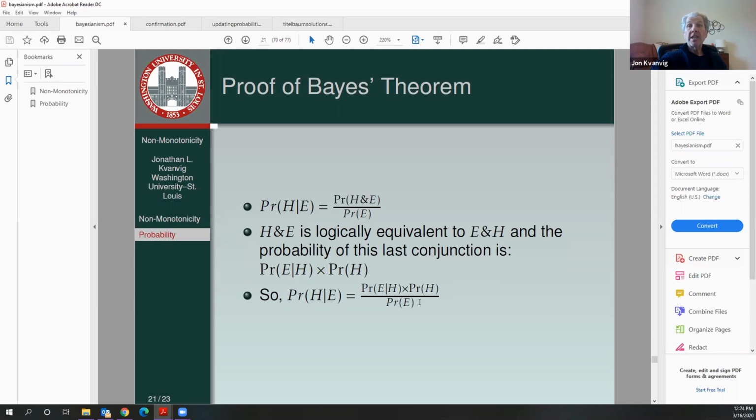If you want the expanded denominator, you then apply the logical equivalence principle to get that the probability of E will be the same thing as the probability of E and H or E and not H. And then you get the expanded form that way.